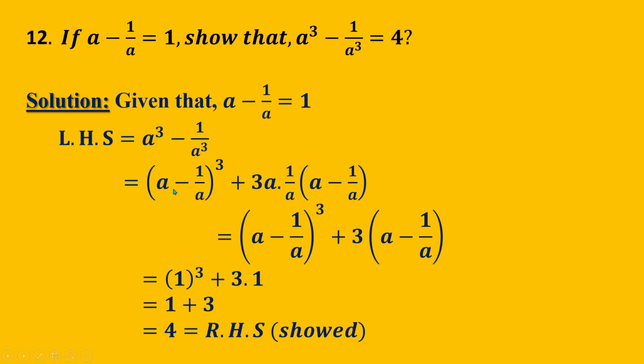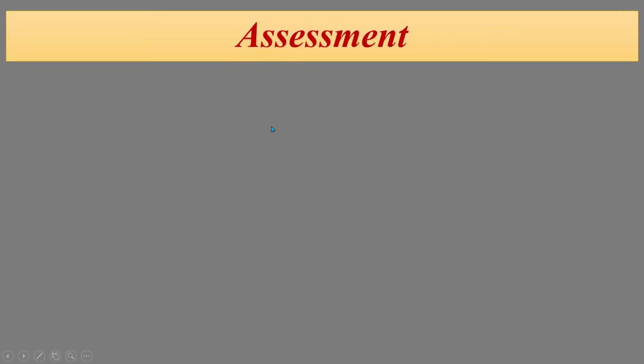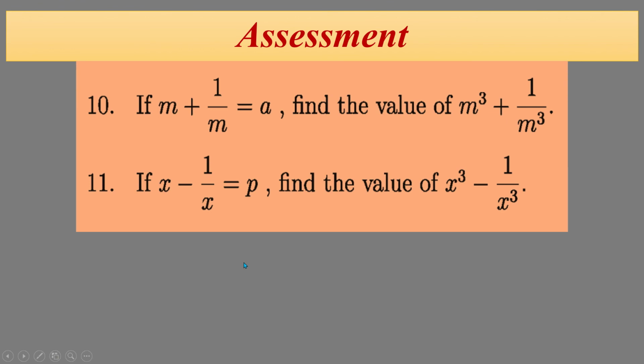Now this equal to, we can write a minus 1 by a whole cube plus 3 into a minus 1 by a. Now putting the value of a minus 1 by a, this equal to 1 whole cube plus 3 into 1, this equal to 1 plus 3, this equal to 4. So proof is complete. Number 9, like as 8, and 10 and 11 number, like as 12 number. Okay, so you can easily solve this.